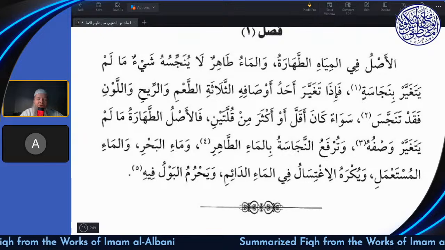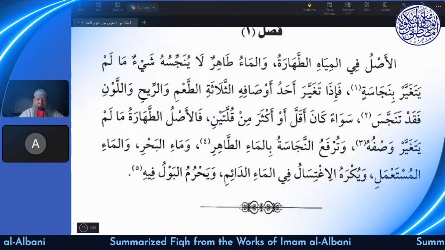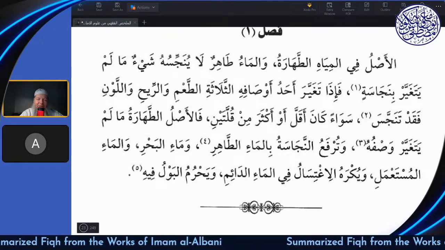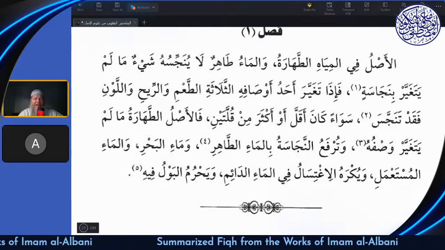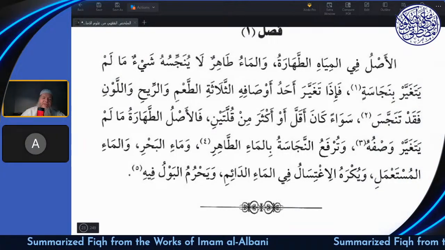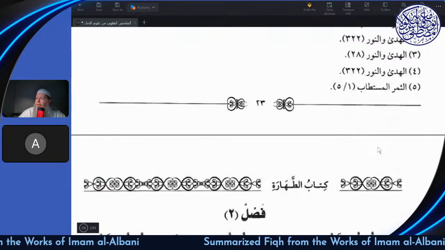ويحرم البول فيه, and it's prohibited to urinate in still water. A lake, for example, doesn't necessarily run. It depends upon rain. That is still water. But a lake that is fed by a river or a stream, then this is different, right? This is different.